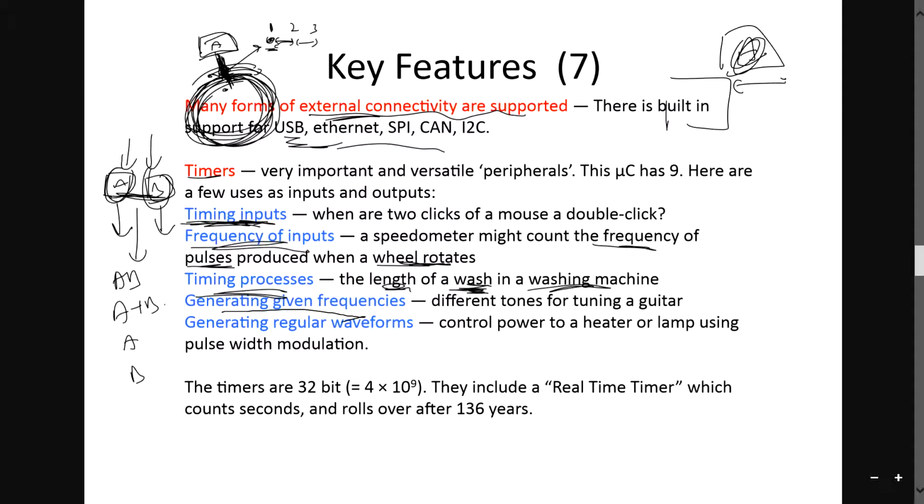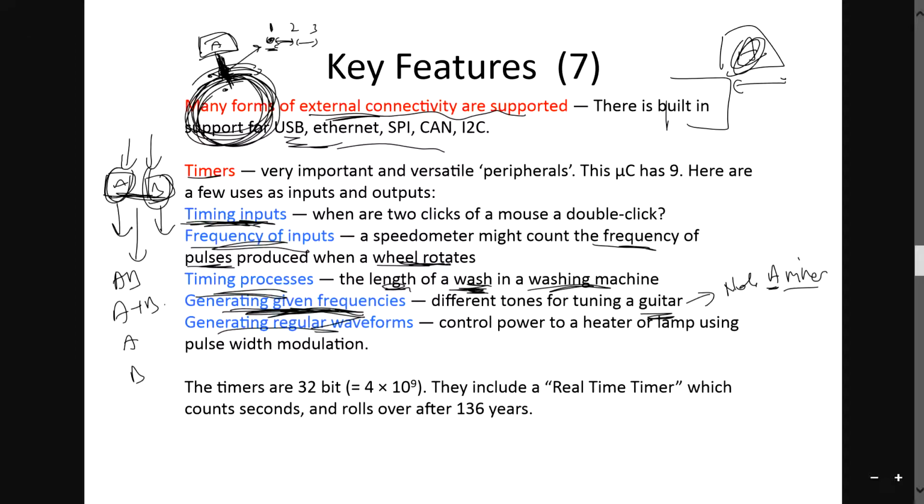Generating given frequencies. For example, if I tune a guitar and I strum the note A, will this frequency be generated into the system or not? Is it sensitive enough? If I strum A minor, will it actually sense it also? So it will generate a given certain frequency.